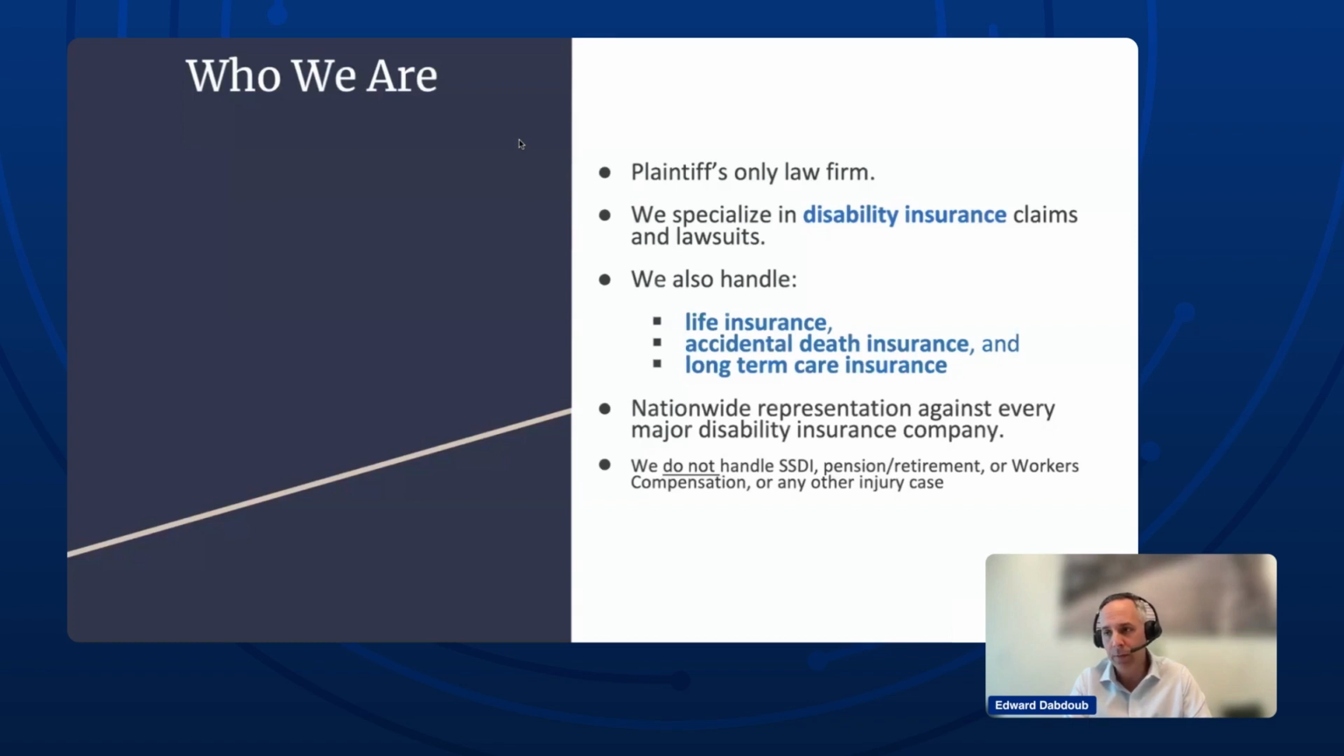specifically with a focus on ERISA, the Employee Retirement Income Security Act of 1974, which applies to the overwhelming majority of disability insurance claims nationwide. So with that background, I will move on to the next slide.